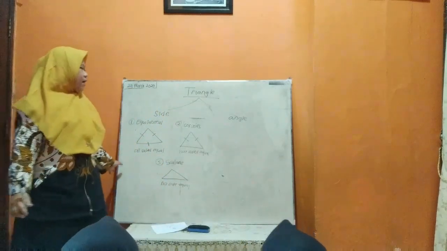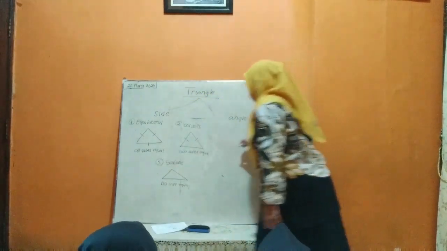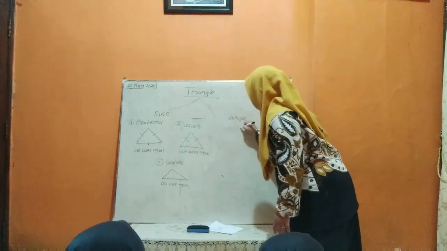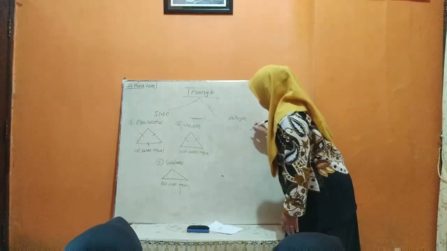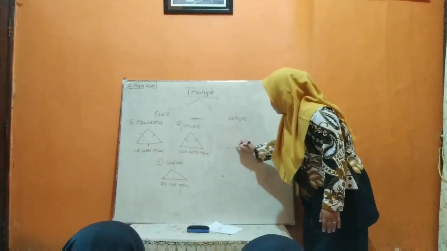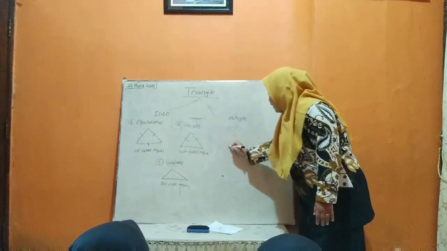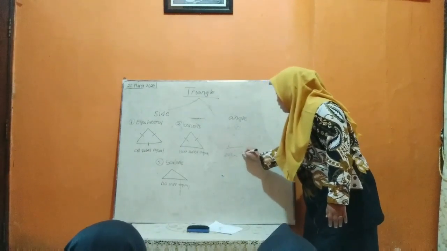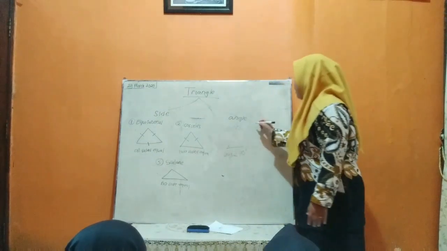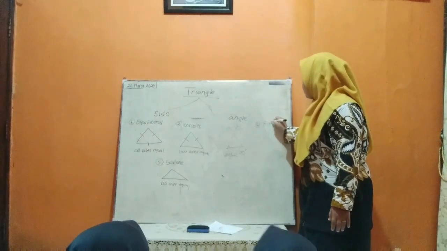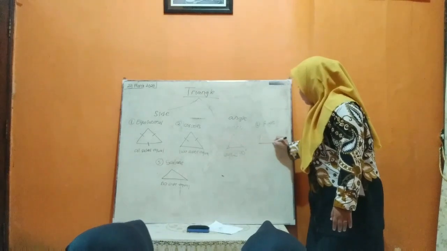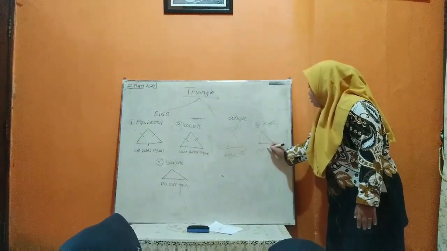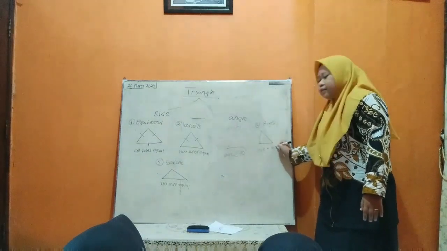The next is by the angle. The first is acute triangle. Like this. Yes, like this. Acute. The angle is less than 90 degrees. And the second is right triangle. The angle is equal to 90 degrees.